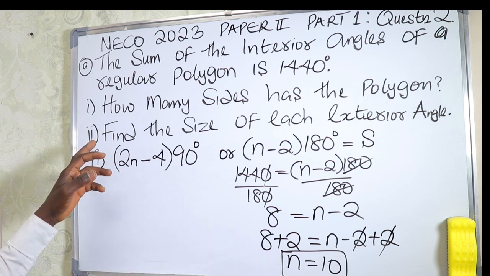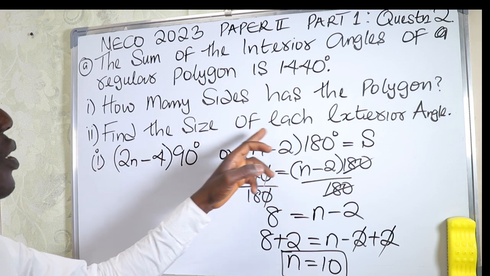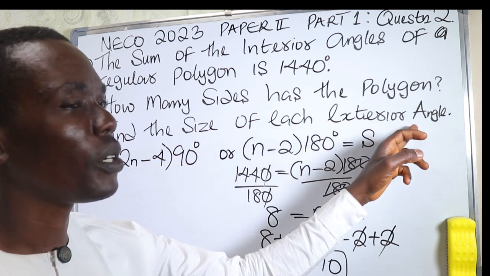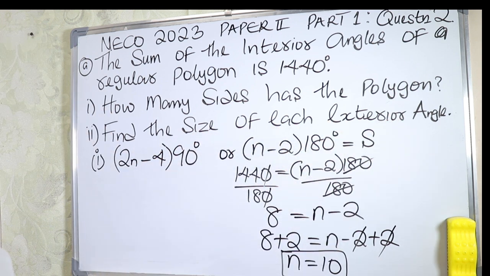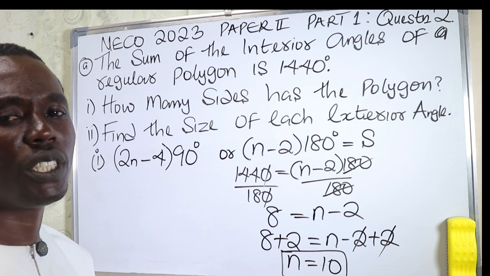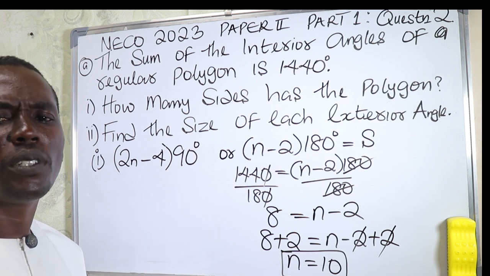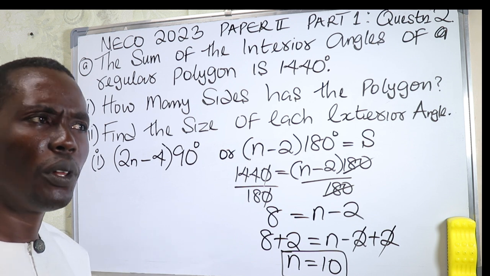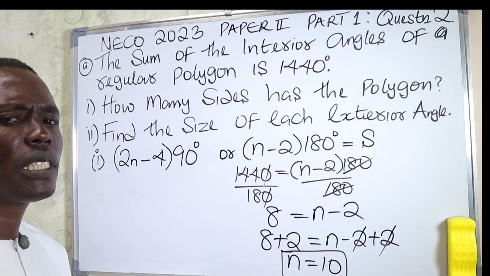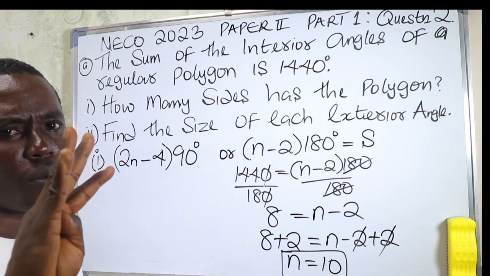Now the next question says we should find the size of each exterior angle. How do we find the size of each exterior angle? The sum of the exterior angles of any polygon is 4 right angles.